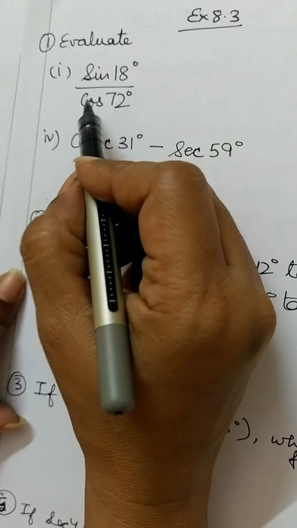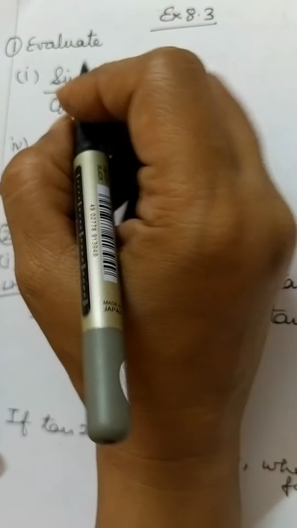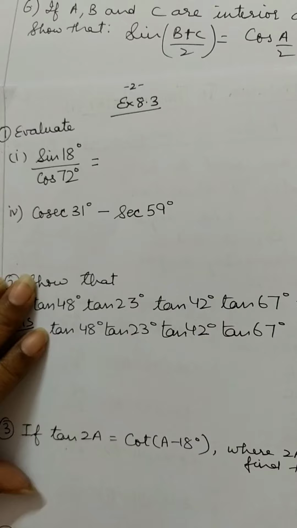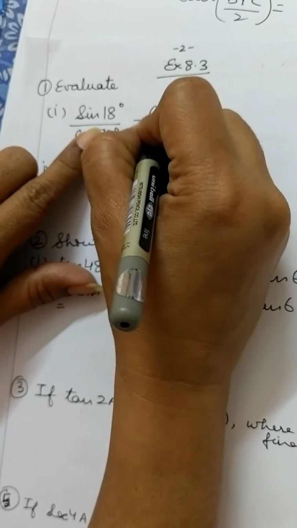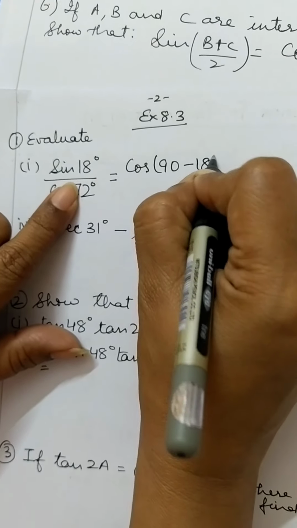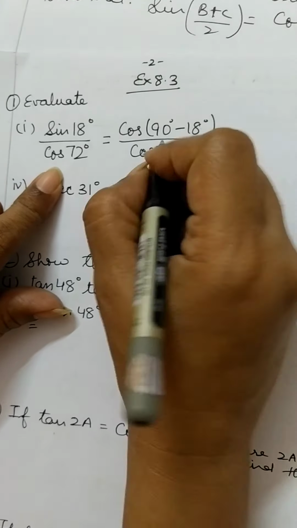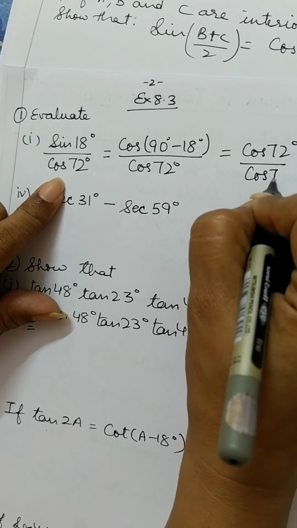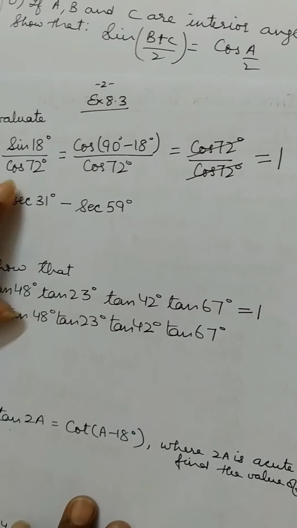We know that sin and cos are interchangeable. So you can make change in any one of these two. As we know that sin theta is cos 90 minus theta, theta is 18 degree. So sin 18 will be cos 90 minus 18 degree. Keeping denominator same, no change. Now what is 90 minus 18? Is 72. So we have got cos 72 degree upon cos 72 degree. They are cancelled and answer is 1.